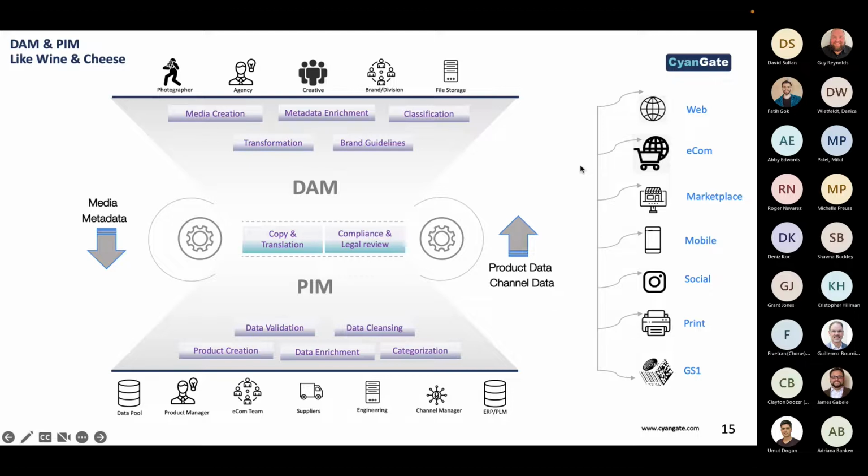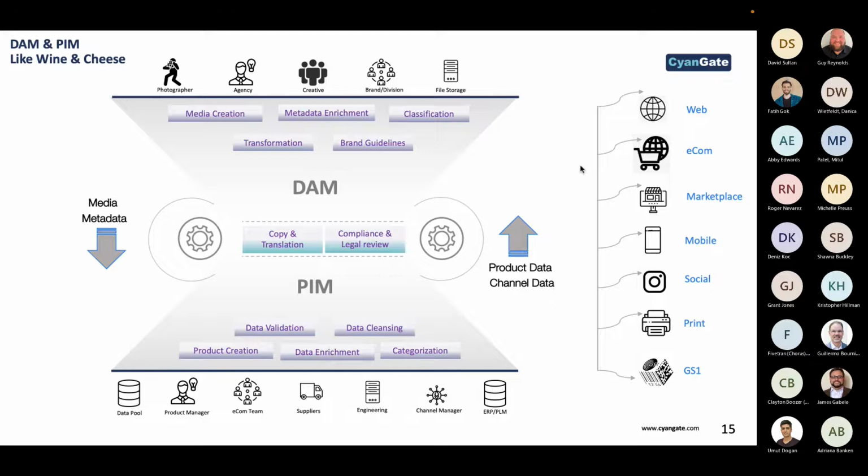But at the end of the day, they are going to end up somewhere. And that somewhere will be your website, your e-commerce platforms, different marketplaces, could be Amazon, Home Depot, Lowe's, your mobile strategy, social sites, and even your print catalog. I mean, they're not gone, they're still here. And of course, the GS1 for packaging logistics data as well.